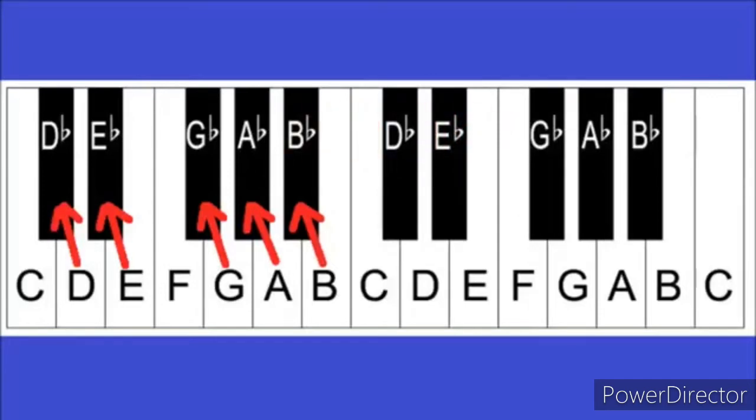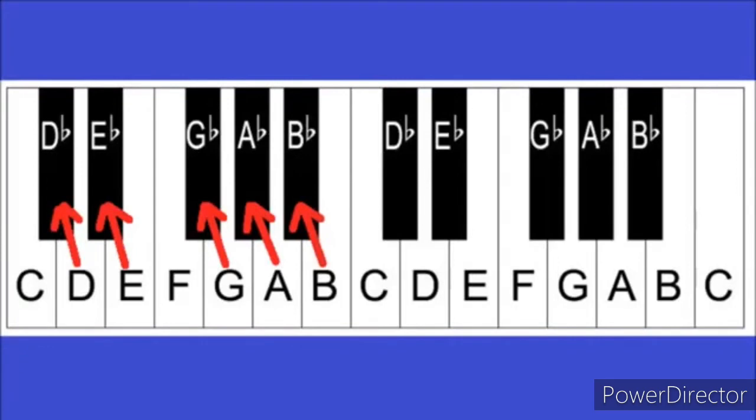If you come across the note name E flat, it means to play the key that is just before the white key E. G flat is the black key that is to the immediate left of G. A flat is the black key that is to the immediate left of A. B flat comes just before the white key B. So the black keys of your piano can also be called D flat, E flat, G flat, A flat, and B flat.